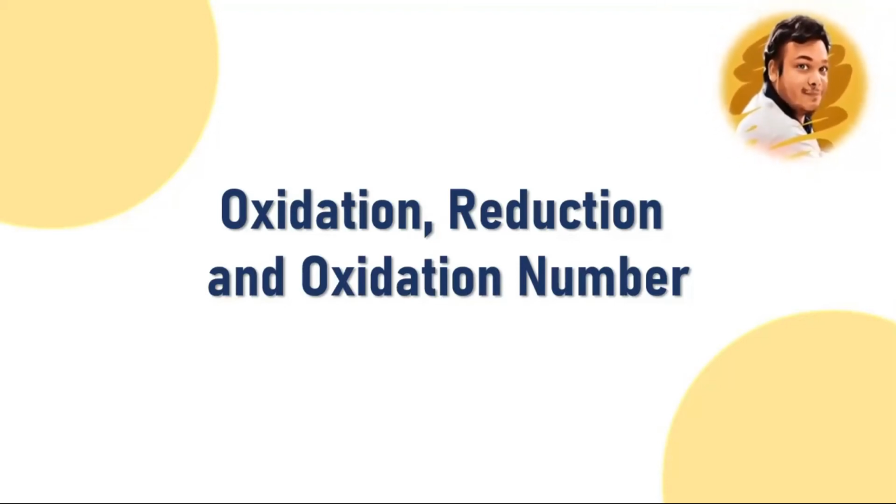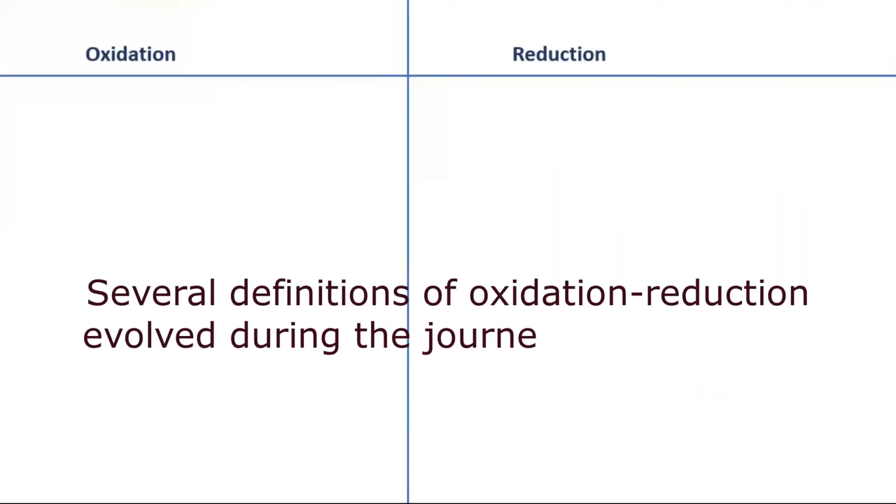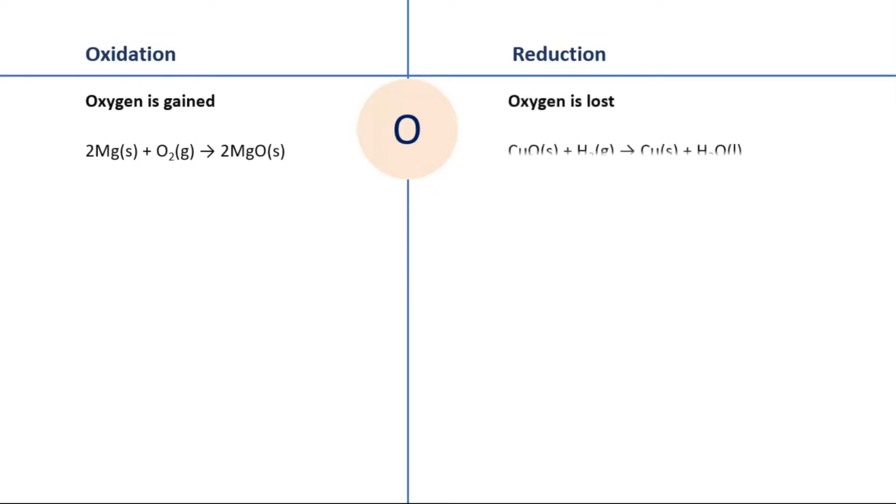Today we'll talk about oxidation reduction and oxidation number. Several definitions of oxidation reduction evolved during the journey of chemistry. The first one is based on oxygen transfer. If oxygen is gained, we call it oxidation. When magnesium reacts with oxygen, it gains the oxygen and produces magnesium oxide. We say magnesium is oxidized. Losing oxygen means reduction. For example, when copper oxide loses oxygen to produce copper, we say copper oxide is reduced.